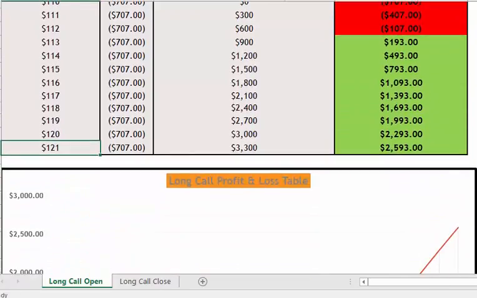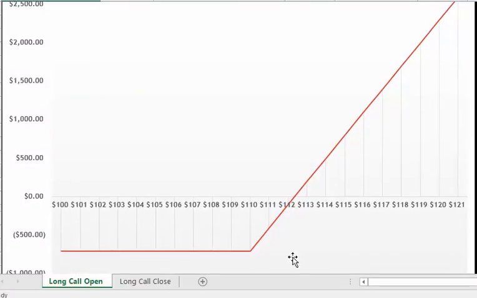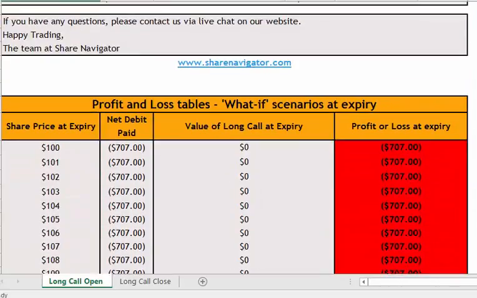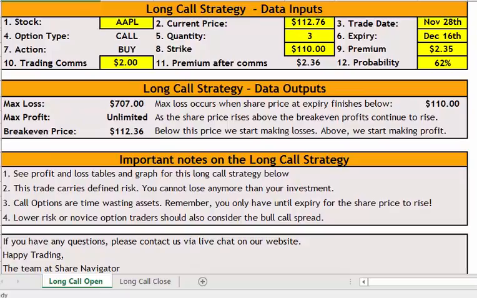So all we've done then is put it into a graph form. So again, that's just representing those results in a graph. You can see here, this is our loss, which is absolutely capped. And as the share price starts to rise here, you can see we get across our break-even point and our profits start to rise all the way up as the share price is rising. So the long call strategy, it's a really good strategy to apply when implied volatility is low and you think the share price is going to rise. If implied volatility is high, you should consider another strategy such as the short put or the bull put spread.